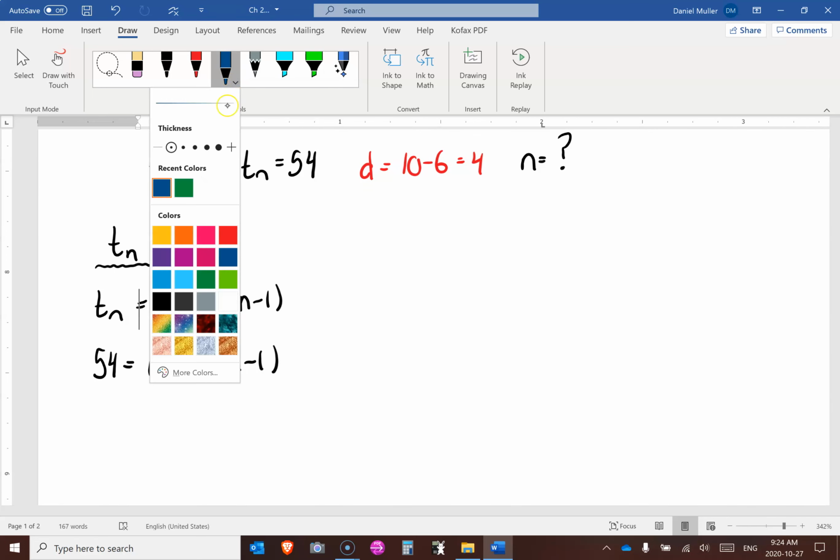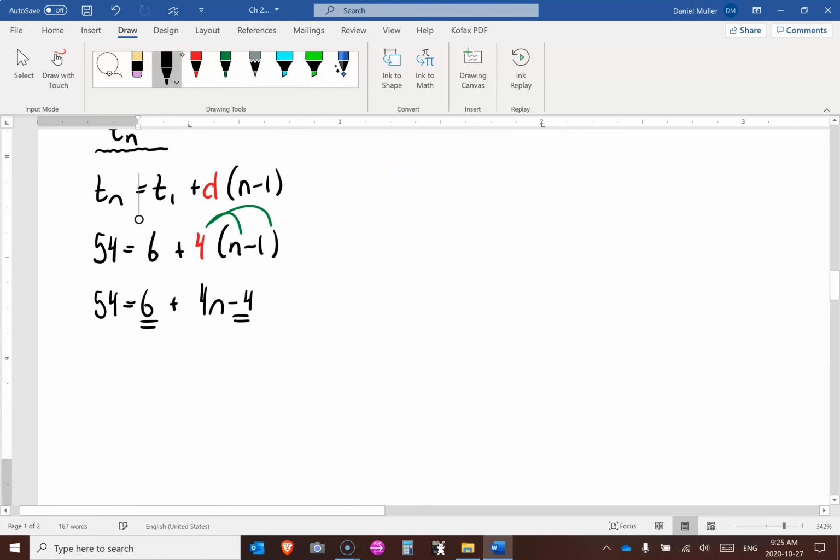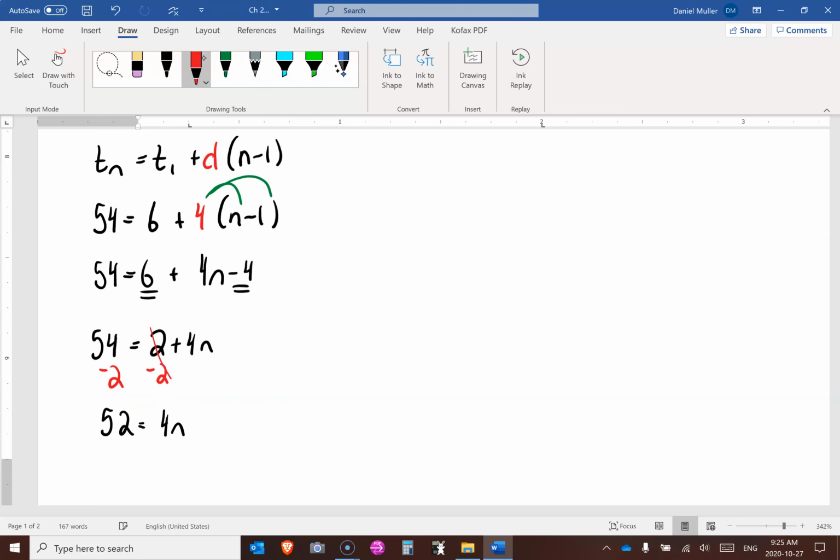So let's bring this 4 in. 4 times n is 4n, and 4 times 1 is negative 4. So 54 equals 6 plus 4n minus 4. Now the 6 and the negative 4 are like terms. So I've got 54 equals 6 minus 4, which is 2, plus the 4n. We'll subtract the 2 from both sides, which gives 52 is equal to 4n. And then I divide by 4.